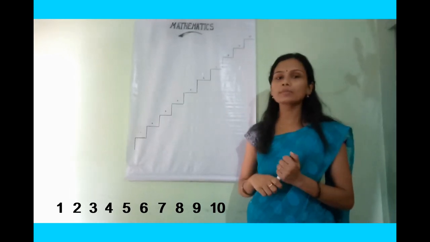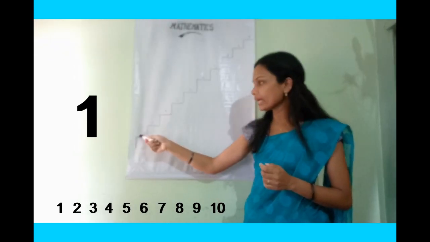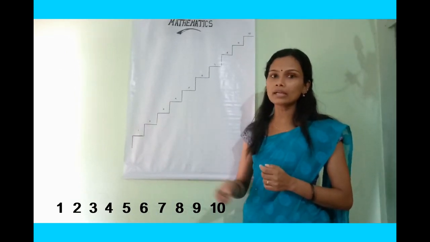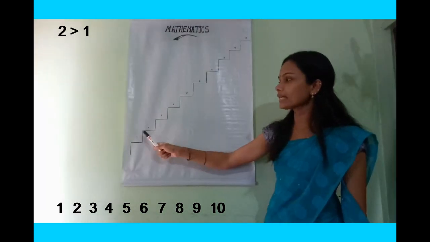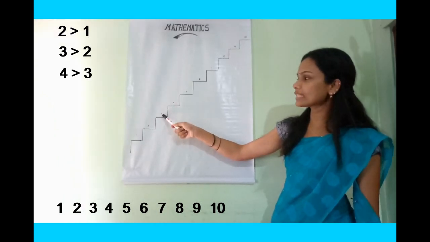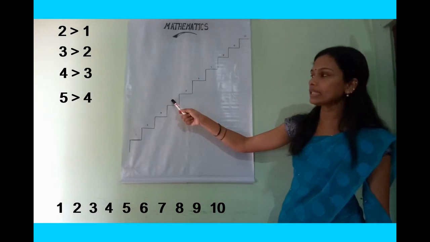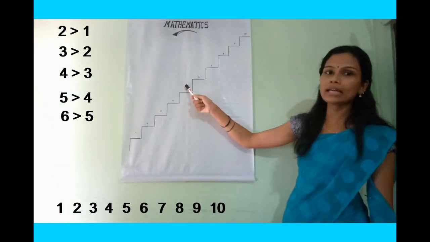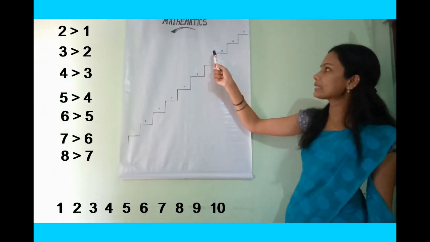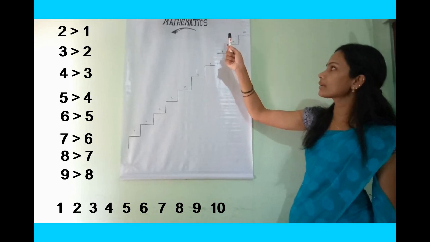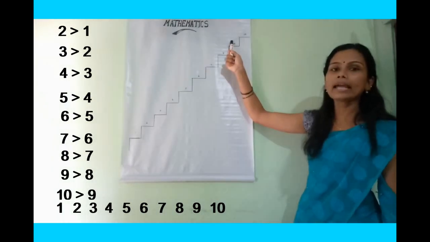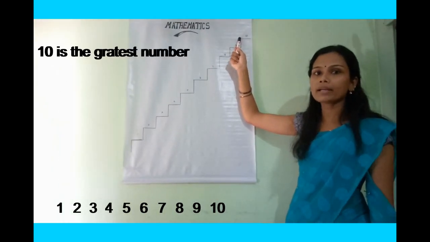Now tell me, which is the smallest number here? 1 is the smallest number here. Now tell me, which is the greatest number here? Here 2 is greater than 1, 3 is greater than 2, 4 is greater than 3, 5 is greater than 4, 6 is greater than 5, 7 is greater than 6, 8 is greater than 7, 9 is greater than 8, 10 is greater than 9. So here 10 is the greatest number.